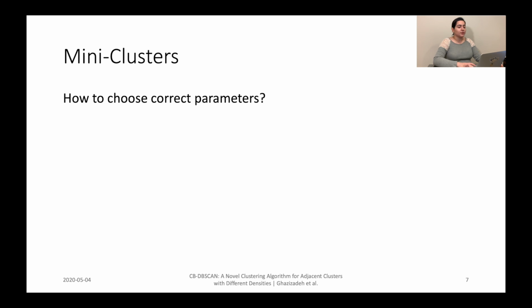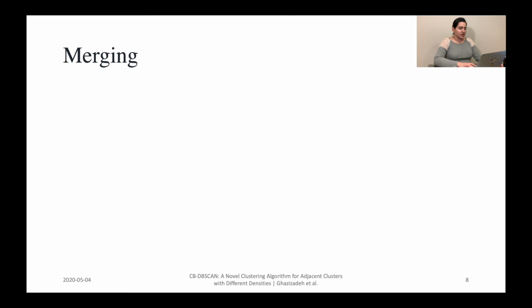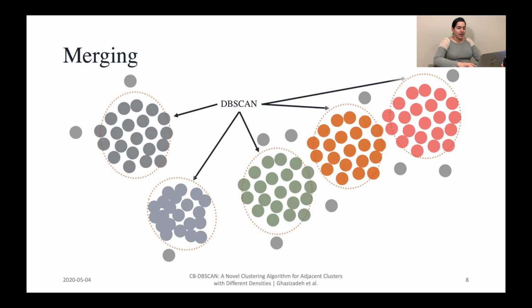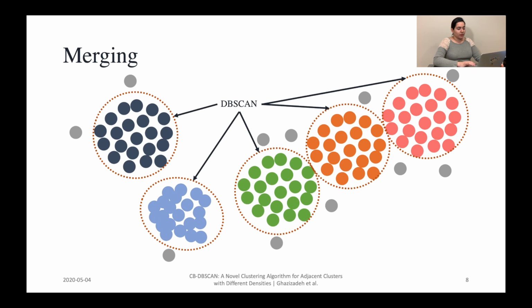Therefore, the first two cases are the outcomes that we're looking for from DBSCAN for our mini clustering step. Merging steps. Let's take a look at an example. Here we have the data points, and then we use DBSCAN to produce our mini clusters. And then we try to combine these mini clusters in a chain way, like for the first step of merging.